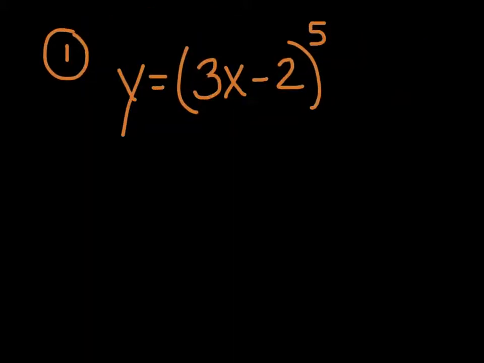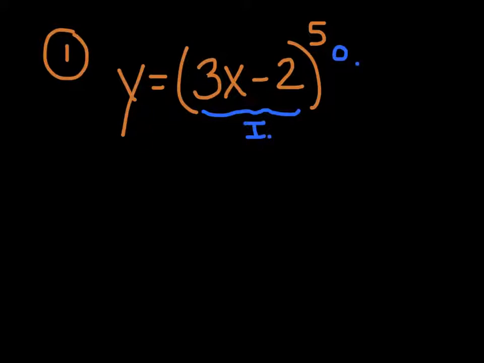So question 1, y equals 3x minus 2 to the 5th power. So the first thing you just need to do is recognize that you have chain rule. And you're always asking yourself, do I have an inside? And if it's wrapped in parentheses, you have an inside. And this 5 is hanging out on the outside, so I just labeled them inside and outside.